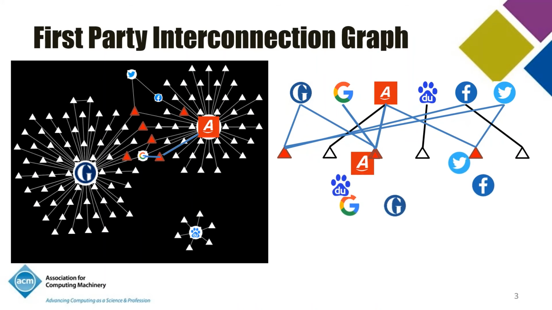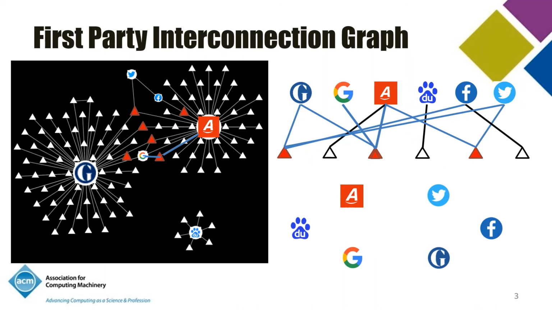And then we do the projection of all the first-party nodes on this bipartite graph and create the edges based on whether they are linked to the same third party. Like they have an edge between Argos and Google because they are linked to the same third-party tracker. So we call this graph the first-party interconnection graph.